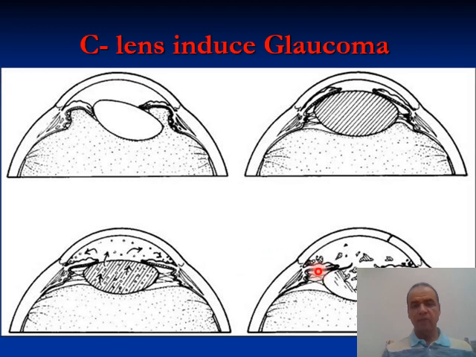The other mechanism: when there is rupture of the anterior capsule, whether by surgery or trauma, and there is release of lens matter, not lens particles, a huge amount of lens matter inside the anterior chamber. This lens matter is regarded by the body as a foreign body and induces an antigen-antibody reaction, severe inflammation and rising of intraocular pressure. This type of glaucoma is called phacoanaphylactic glaucoma.